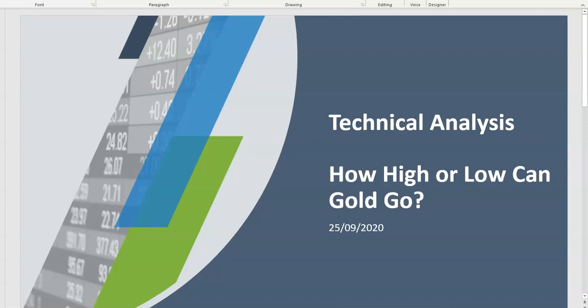Today's topic is gold, and I know all of you love me talking about gold because you want me to tell you how high or how low the price can go. So let's have a look at these prices and see where we are going to move from the current price levels.